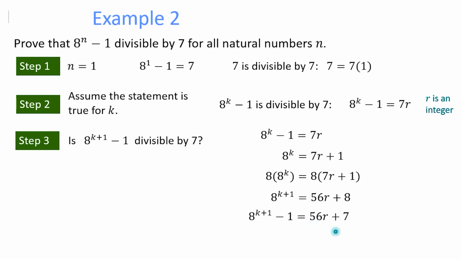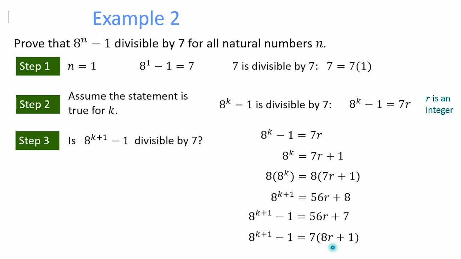Now let's see if this expression 56r plus 7 is really divisible by 7 or not. Well, if it can be written as 7 times an integer, then it is divisible by 7. Since I realized that 56 can be written as 7 times 8, 7 can be written as 7 times 1, I can factor this expression. So on the right hand side, I will get 7 times (8r plus 1).